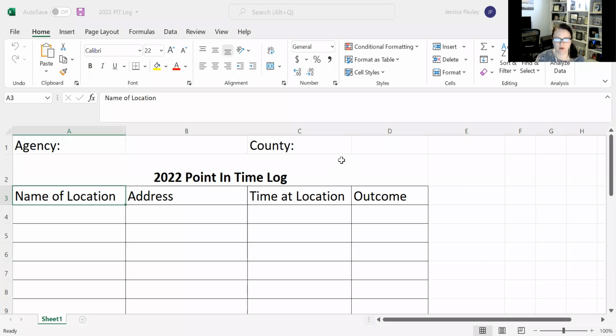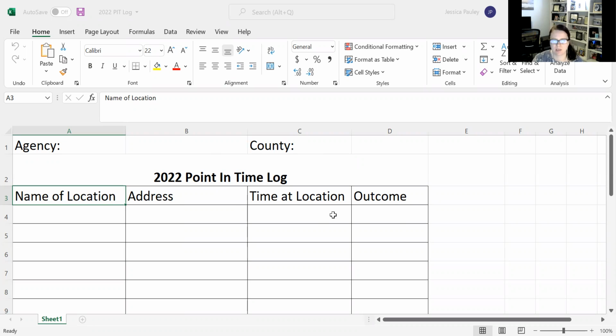Okay, so this form is what we call our PIT and time log form. This is a way where you can plan out your night or the day that you're doing the PIT to make sure that we get all the locations that you believe you might have homeless individuals, and also to make sure that we're not counting them more than once by multiple people. So for instance, say you're going to the laundromat, you put the laundromat, the address, and then the time you went there, and the outcome would be any individuals that you found during that count.